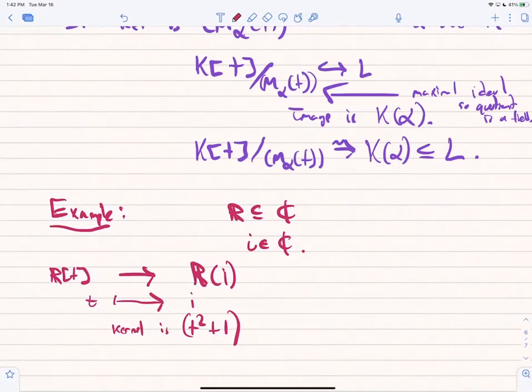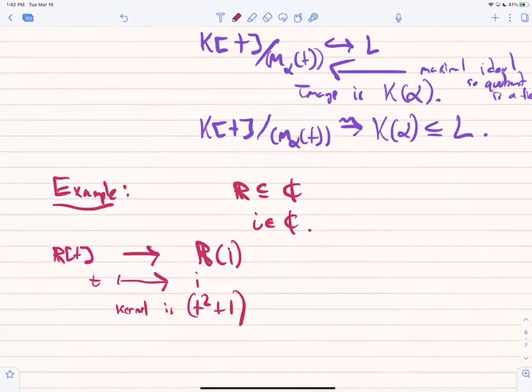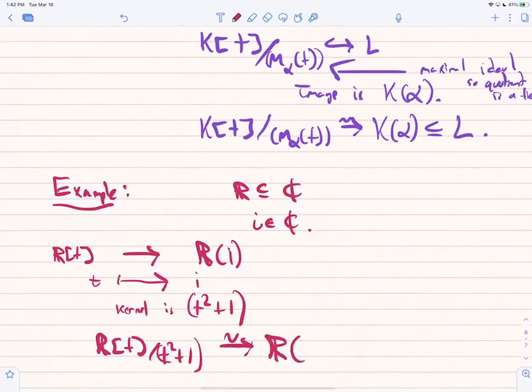A degree 2 polynomial over any field is reducible if and only if it has a root. So this is irreducible over R. Okay, so good. So I get R[T] mod T squared plus 1. It's isomorphic to the small subfield generated by i.